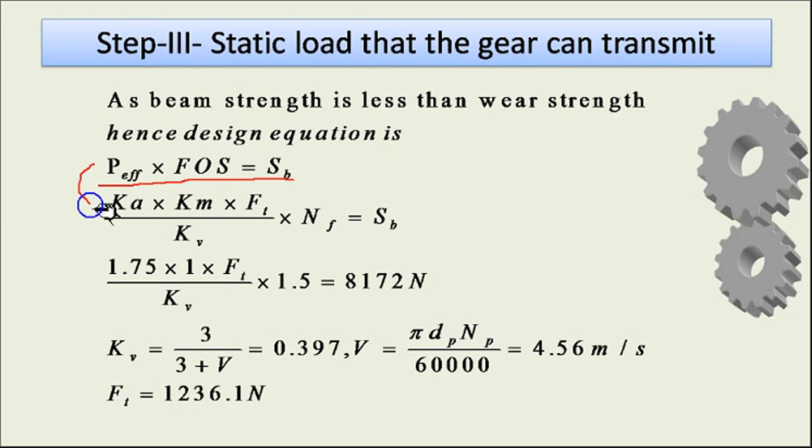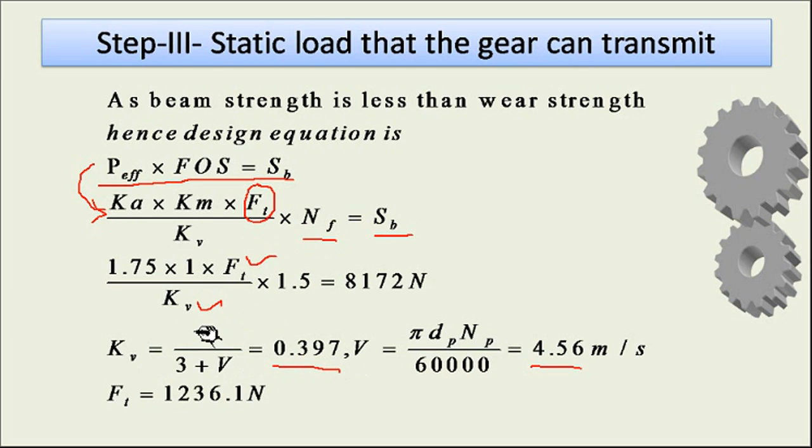The effective load by the approximate method using velocity factor is given by K into Km into Ft by Kv, where K, Km are the application factor and load distribution factor. This is the velocity factor, and this is the tangential force acting on a gear tooth. And this is your factor of safety, and this is beam strength. So I actually have to calculate the static load that the gear can transmit, meaning the tangential force. So I need this Kv to be calculated first. I will put these values in the equation of velocity, so that I will get the velocity as 4.56 meter per second. And if I put this value of velocity into the equation of Kv, 3.3 plus v, I will get Kv as 0.397.